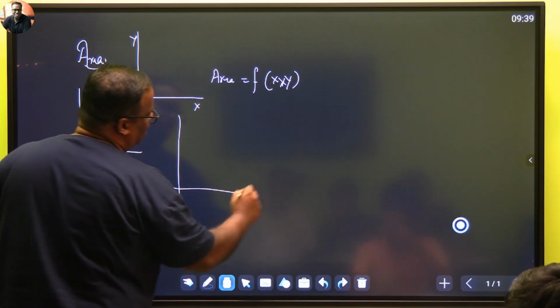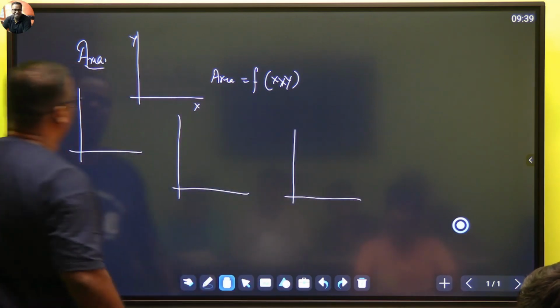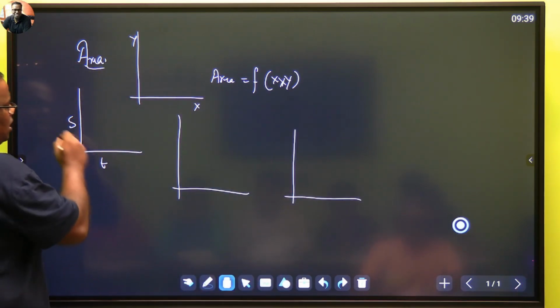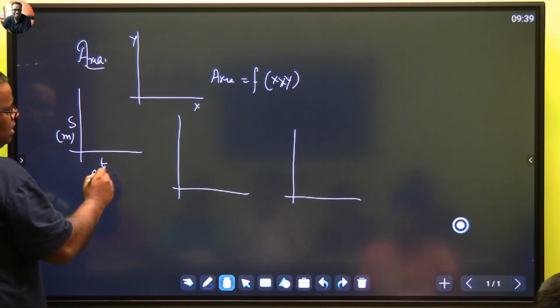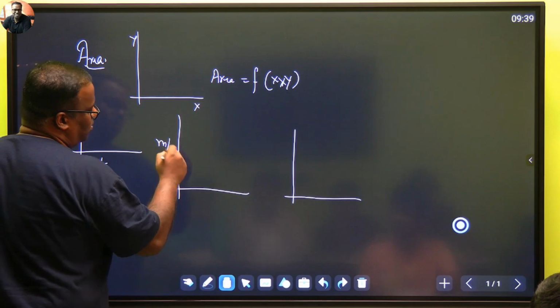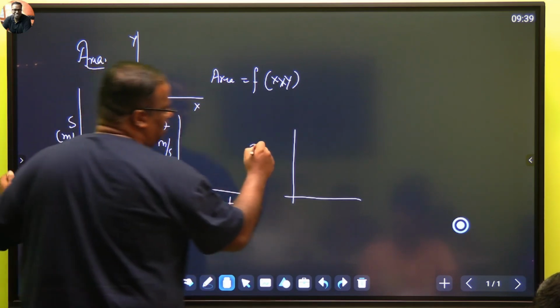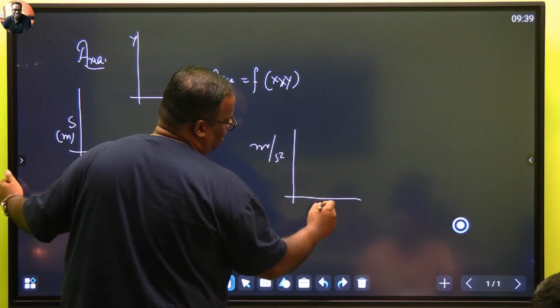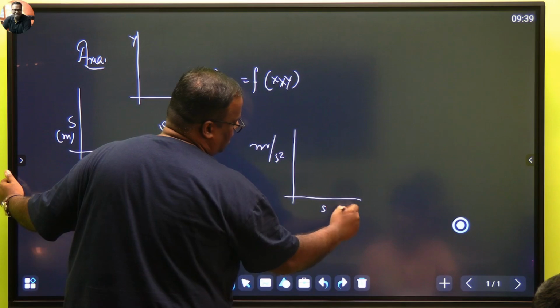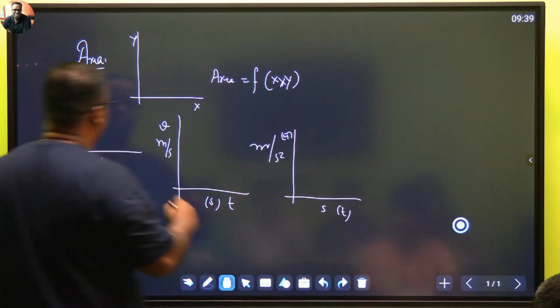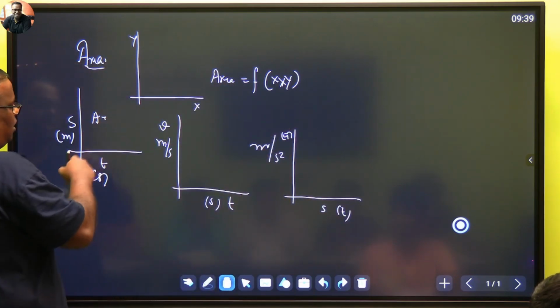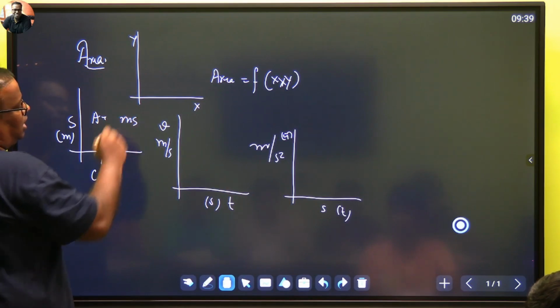Now let's go through the three graphs again, so it will be automatically clear. Let's take our 3 graphs. This is the ST graph. What is its unit? Meter and second. What will be this one? Meter per second and second. This is a VT graph and this is meter per second square into second. This is an AT graph. So let's look at the area here. What will be the area? The unit is meter second.